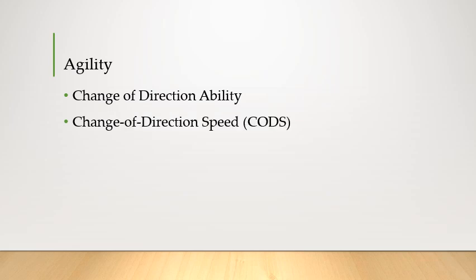Another thing is looking at change of direction speed. So again, these would be looking at predetermined movement solutions, so sidestepping, cutting, things like that. So just the ability to change direction and change of direction speed. These are things that require certain biomechanical and physical traits to be able to do it both effectively and efficiently.